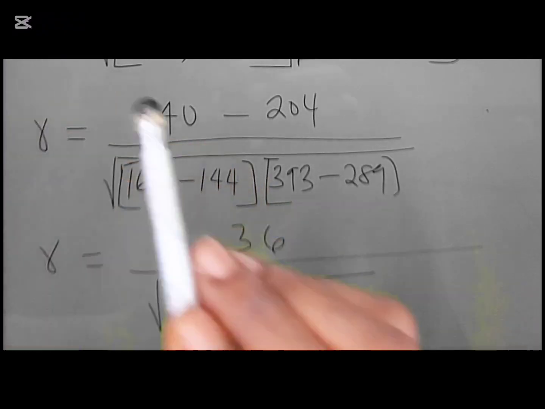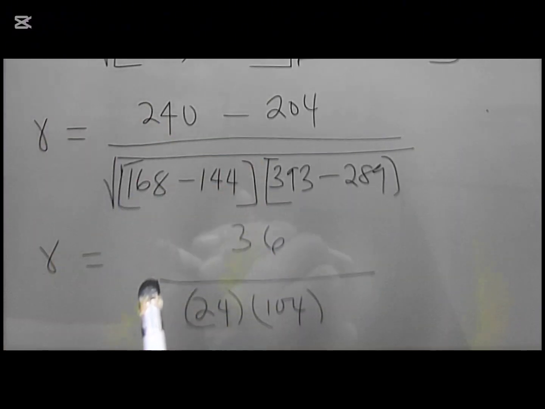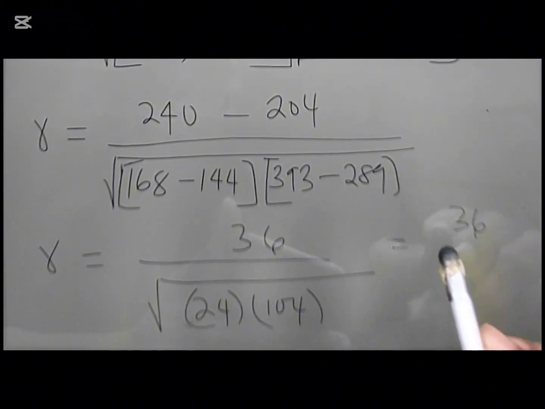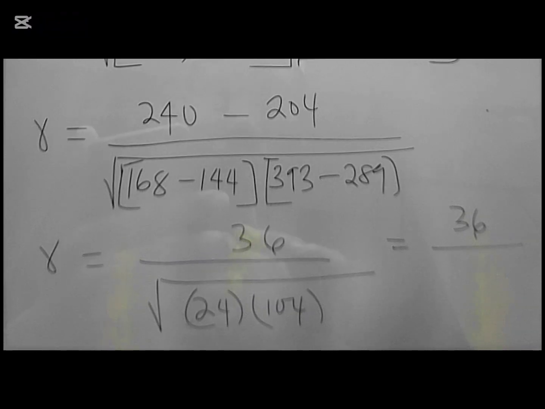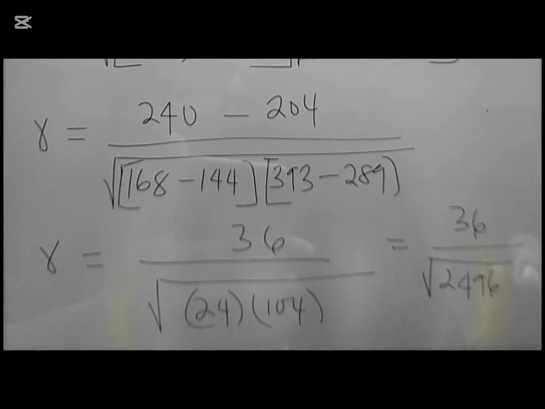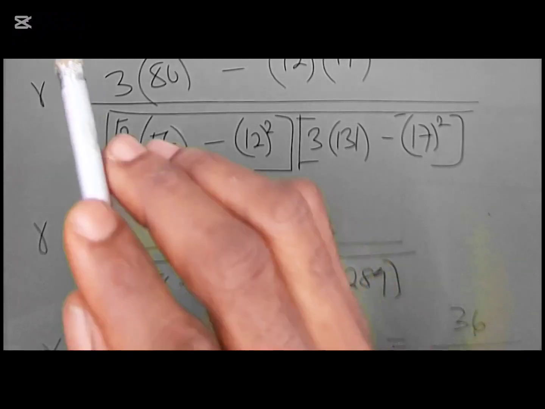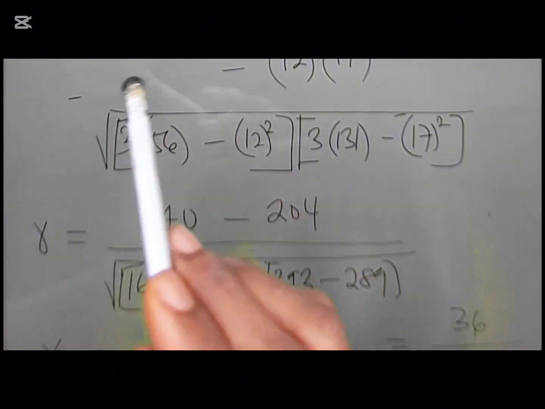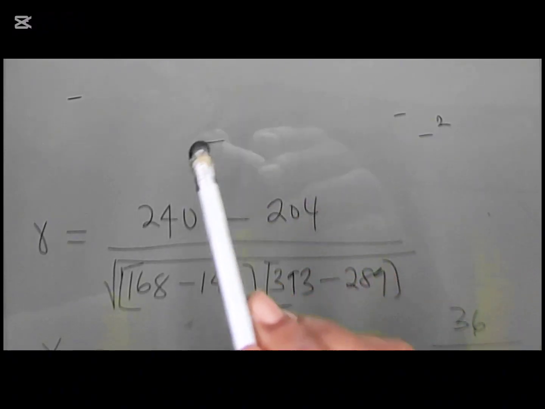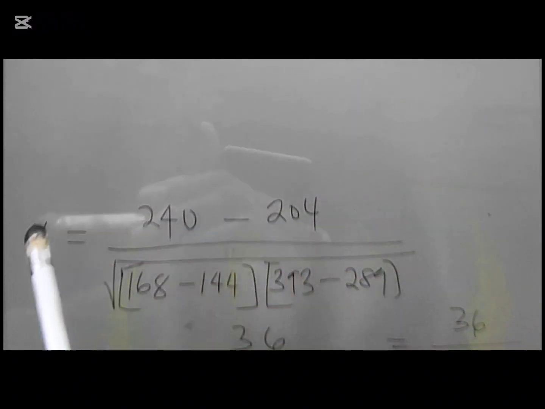So we are going to have this equal to 36 divided by the square root of 24 times 104, so we have the square root of 2496. So now let's get the total answer of this. To get the total answer, let me just clean this part here. So we have to find the square root of 2496 first before we divide that result.